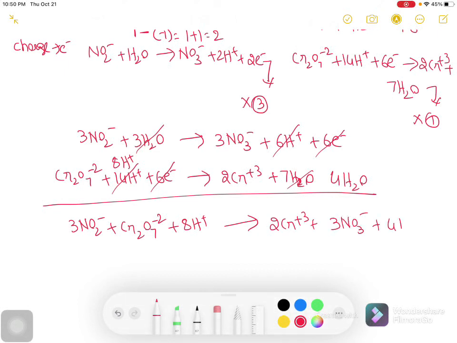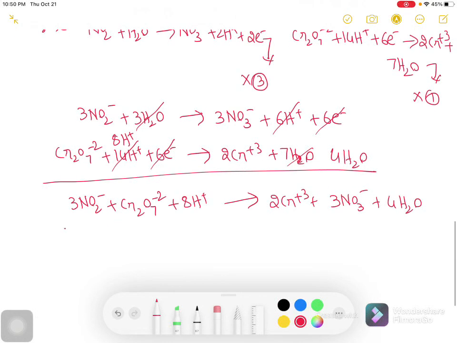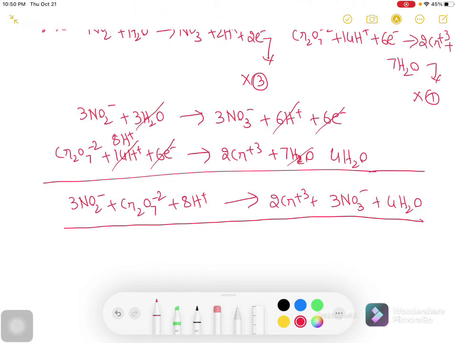After doing balancing, you can verify the answer because it's very important for IPE. The number of nitrogens is 3 on both the left and right side, so nitrogens are balanced. The 2 chromiums are also balanced. Then hydrogens: 8 hydrogens on the left, and 4 into 2 is 8 on the right, so hydrogens are balanced. Finally oxygen: 3 into 2, 6 plus 7, that is 13 oxygens. On the right side, 3 into 3, 9 plus 4, 13. So everything is balanced.